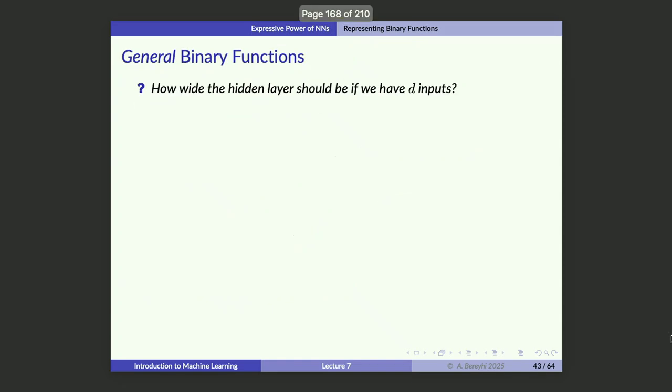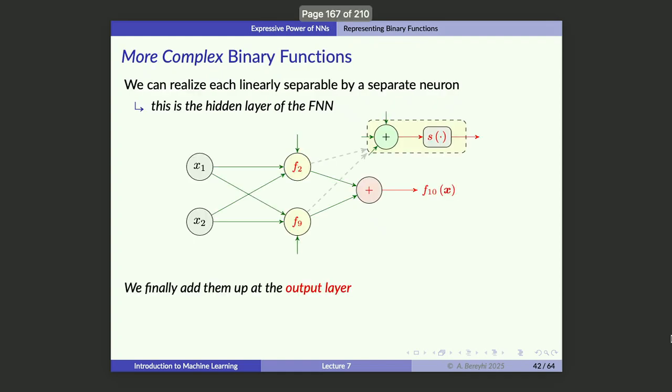Now the question here is that if I have d different inputs, can I do this thing that I showed you in the previous slide? Can I realize it again with one single hidden layer, as I have done here? So here is the hidden layer. I just have one hidden layer. If I have a d-dimensional input, can I do it with one single hidden layer?